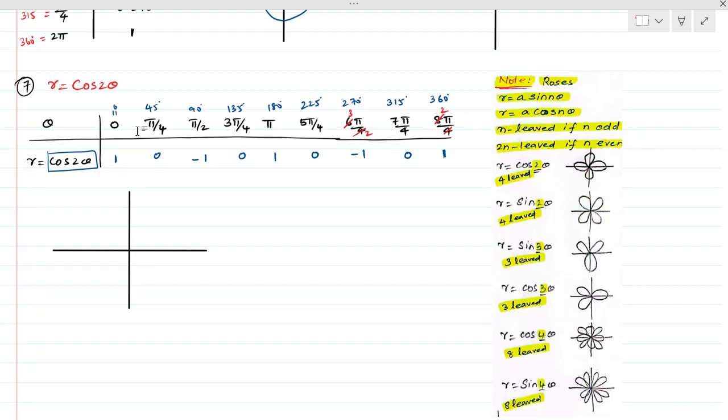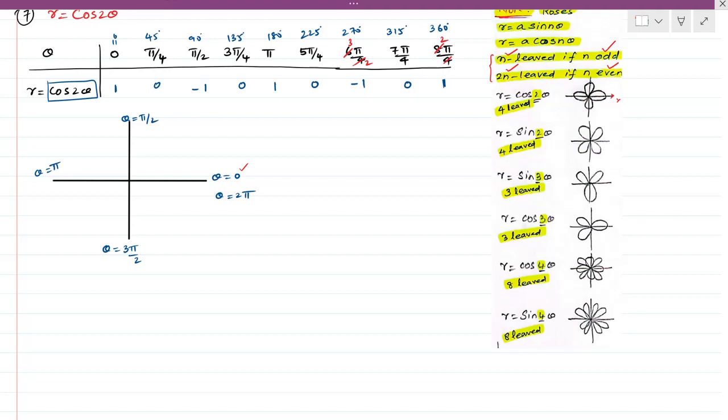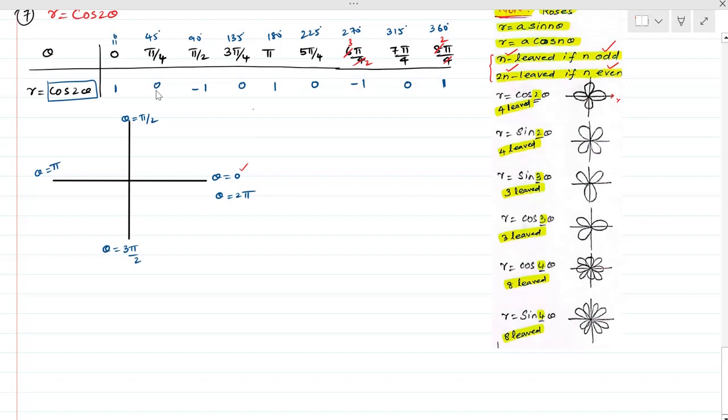Now start the graph here. So this part is theta equals 0, theta equals pi over 2, theta equals pi, theta equals 3 pi over 2, and this is theta equals 2 pi. Now we are going to start plotting the points. So theta equals 0 and r equals 1. So theta equals 0, it will be here, and r is 1 here. So this is the first part.